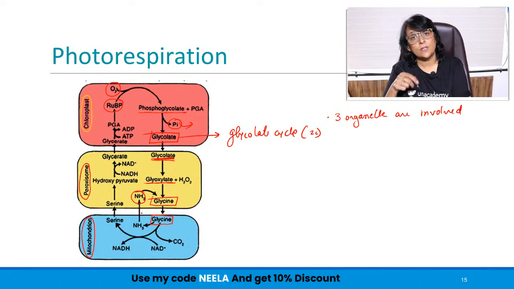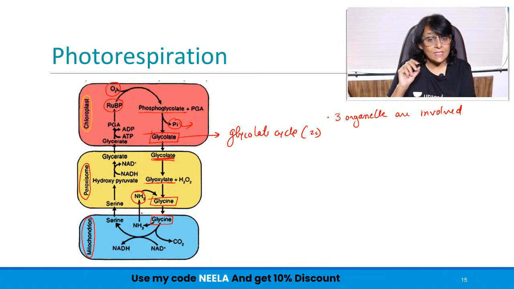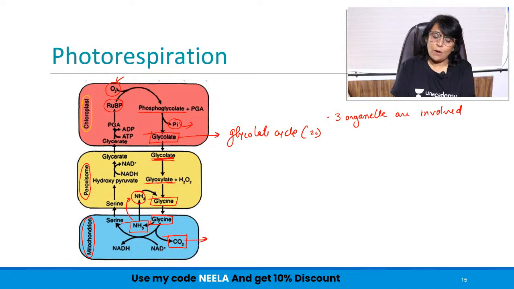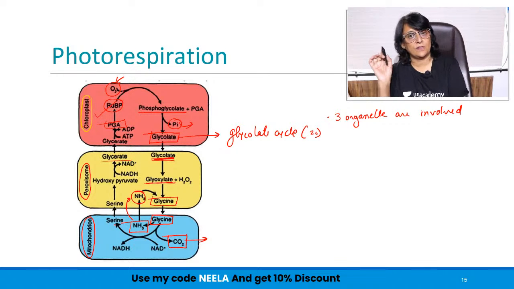Now when glycine, this amino acid, enters into mitochondria, it dissociates. It is dissociating into that ammonia which is recycled between mitochondria and peroxisome. And see, this carbon dioxide is given out. So what is taken in is oxygen, what is given out is carbon dioxide. So this is like respiration. And now glycine changes into serine, serine goes back, glycerate, PGA, and again RuBP regeneration takes place.